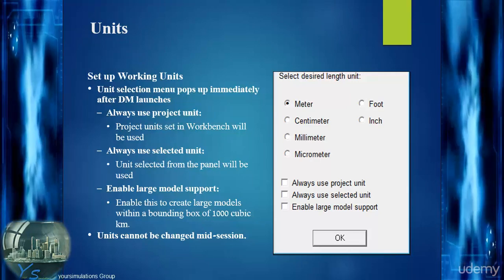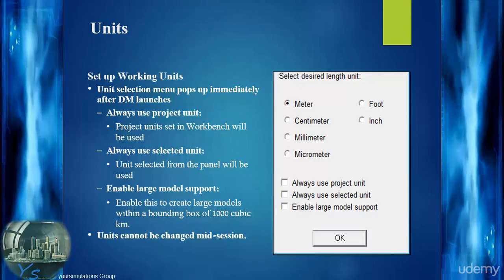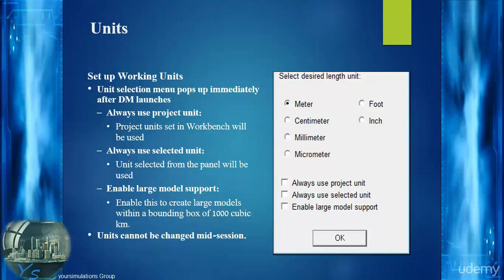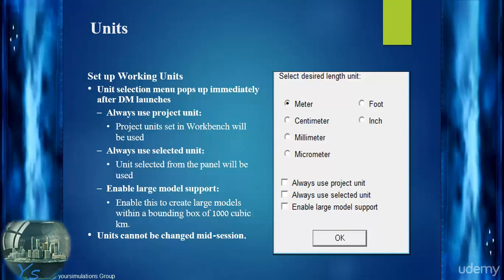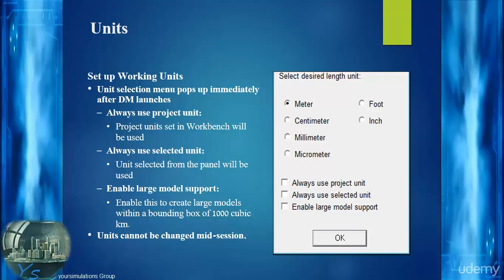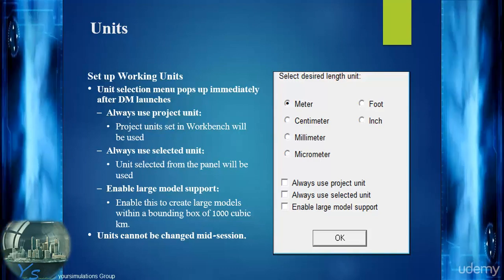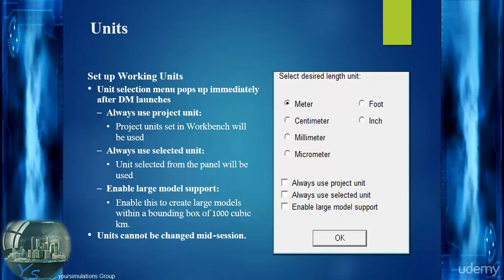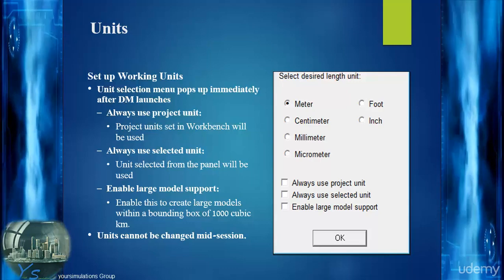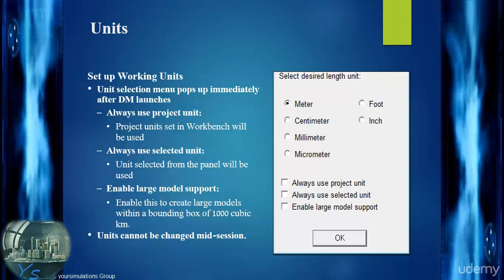And there are also some options at the bottom of the dialog box as well, to always use the units defined for the entire project in Workbench itself. So always use the selected units, which has just been selected above with the radio buttons. And there's also an option to opt for large model support as well. Some models are many kilometers across, and in order to extend the range of capability of the units for Design Modeler, this is an option that you need to ensure is checked on if you're going to be looking at such large models, so it can support them.